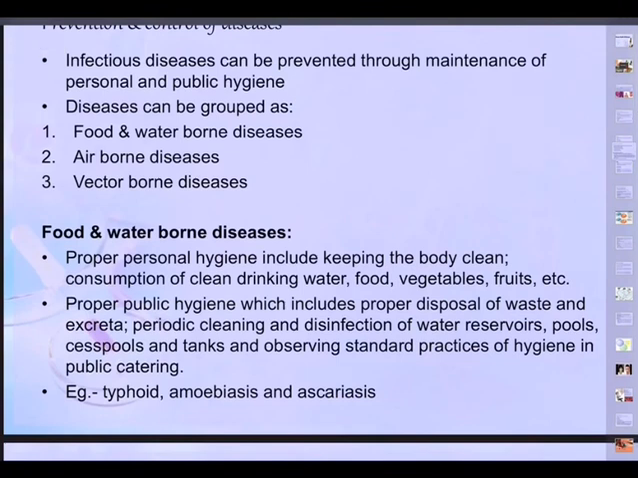So food and waterborne diseases, already we talked: typhoid, amoebiasis, ascariasis. So there should be clean food and clean drinking water. We'll be studying more about this.